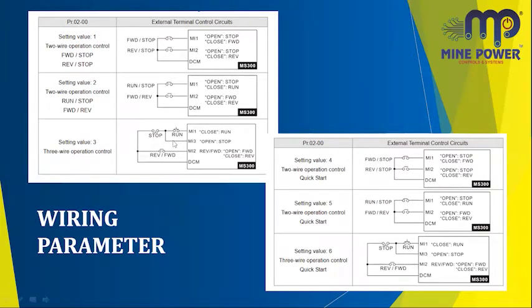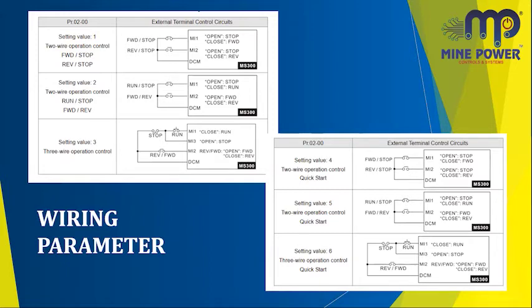The same you see in setting value 2: open as stop, close as run, and open as forward and close as reverse. In the first setting, open is stop and close is forward, but in the second setting, open is stop and close is run. In setting value 1, M2 is open as stop and close as reverse, but in setting value 2, M2 is open as forward and close as reverse.